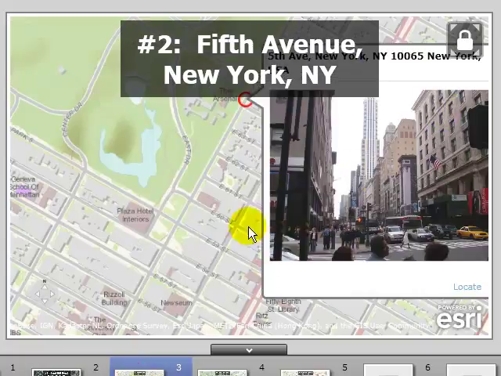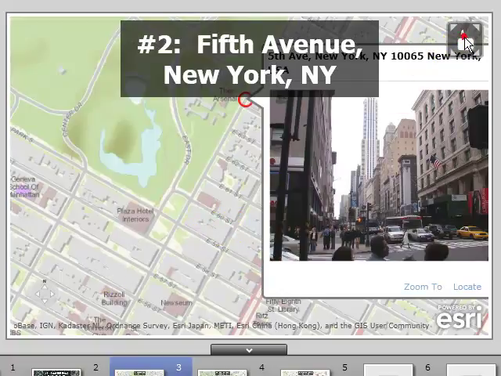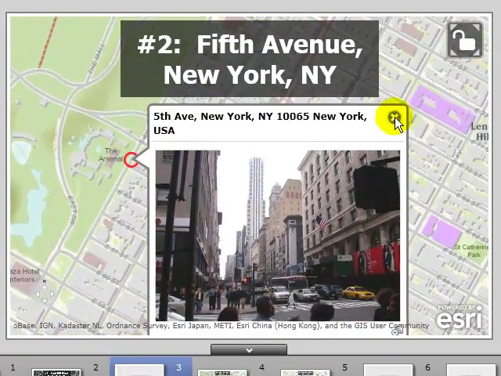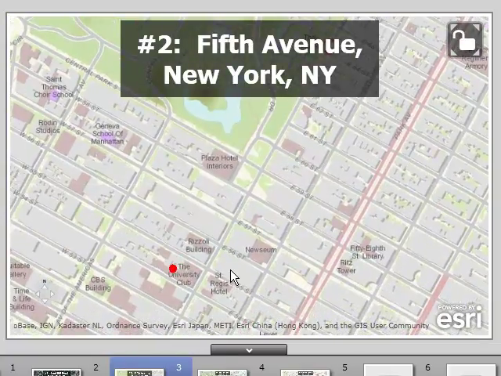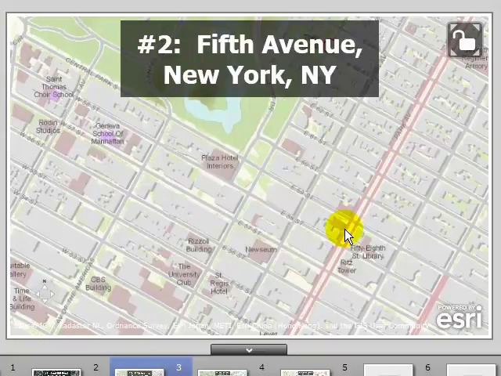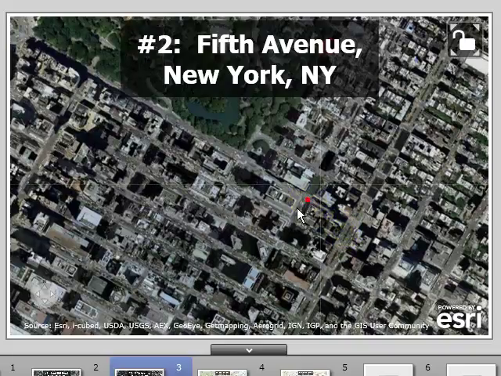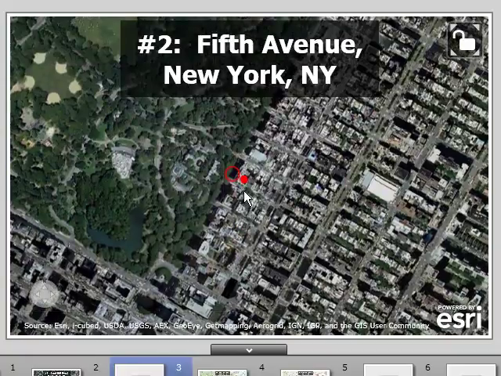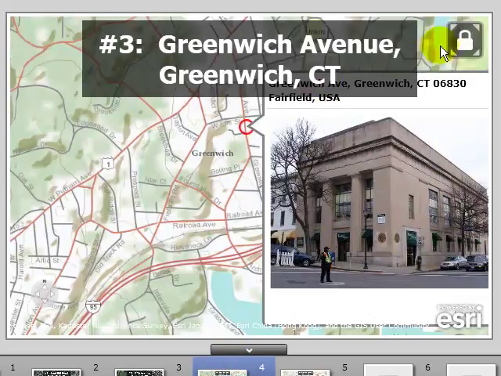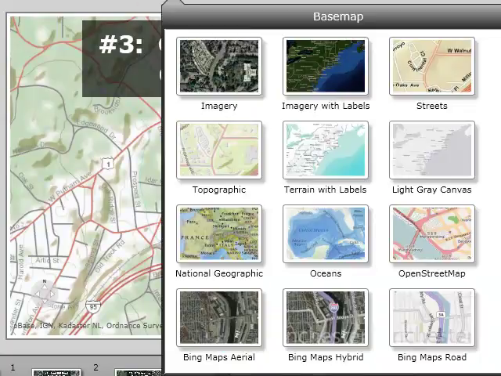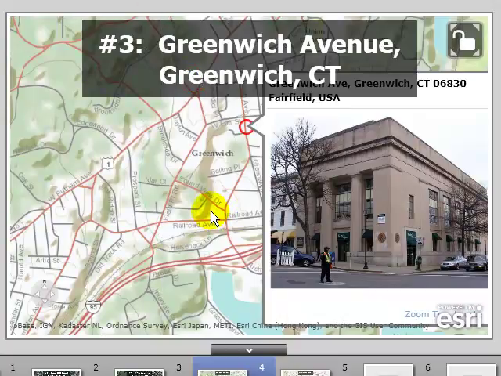Let's go to New York City. Doing the same thing now, unlocking the slide, getting rid of the ground photograph. I can see that Central Park is right here, Fifth Avenue is running this way. Change that base map, just like we did before, to an image base map. Looks radically different from California, doesn't it? Let's take a look at Greenwich, Connecticut. Unlock, change the base map to image.